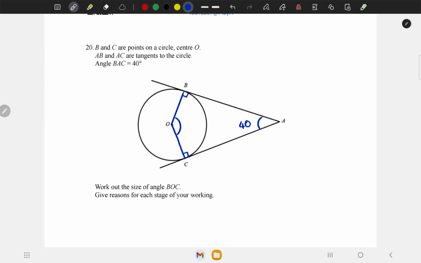So I can mark this as 90 and give my reason: radius to tangent meets at 90 degrees. Then we see that this shape that we have over here, BOCA, is a quadrilateral. And we know that the sum of angles in a quadrilateral is always going to be 360. So I'm going to take what I already have and subtract: minus 40, minus 90, minus 90. And when I do that, I'll be able to find my angle to be 140, because angles in a quadrilateral add up to 360. And that there is our solution.